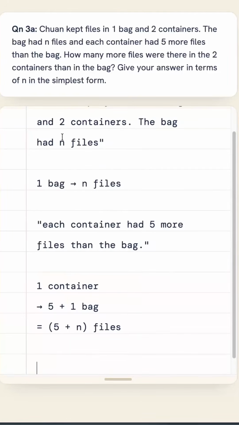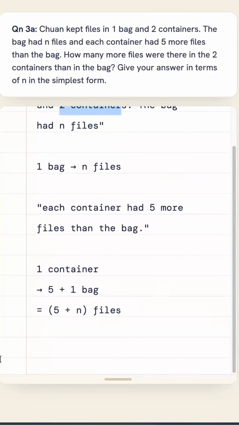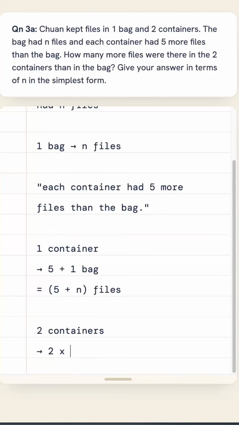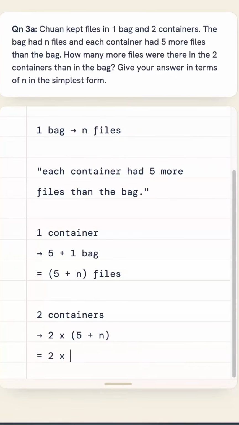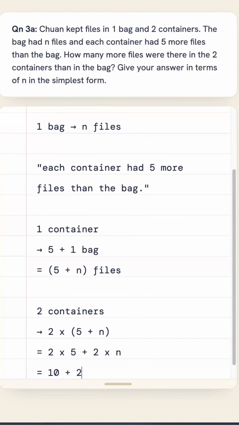Okay, so from the statement, we have 2 containers. So that means 2 containers will be equal to 2 times (5 plus n), in brackets, which means 2 times 5 plus 2 times n, which will be 10 plus 2n.